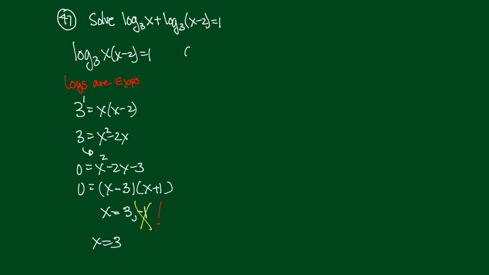Now I am going to check that, just so you can see how it works. Let's say this. If x is equal to 3, then what do you get? Well, let's put the 3 back into the original. All right, so we're going to have the log base 3 of 3 plus the log base 3 of, I put the 3 in this here, I get 3 minus 2, that equals 1. All right, well, what is this one? Log base 3 of 3?